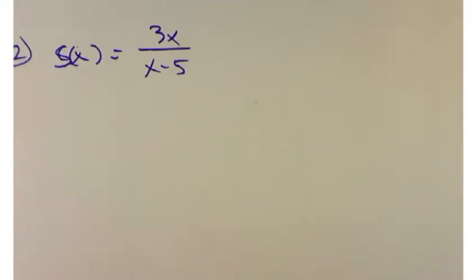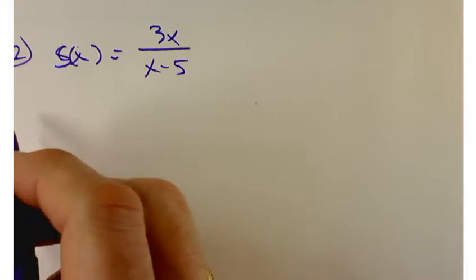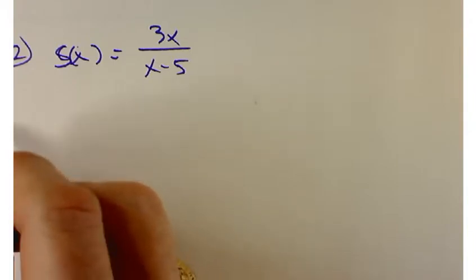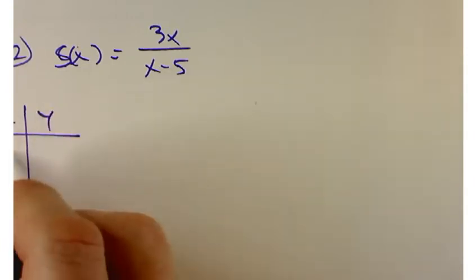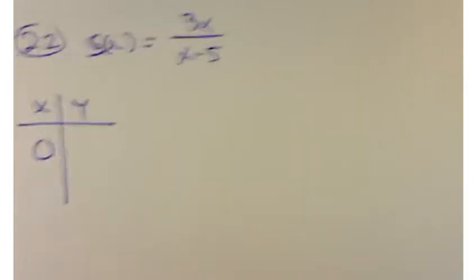So problem 22 gives us s of x. S of x is 3x over x minus 5. And I want two things here. I want the X-intercepts, and I want the Y-intercept. So, okay. This one's kind of almost a little bit too simple for us in the following sense. And we'll see. I'll start out by setting x equal to 0.